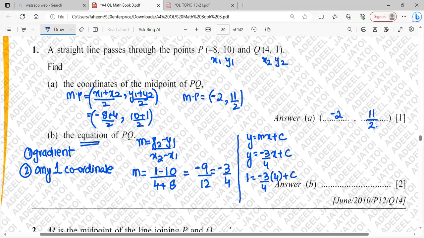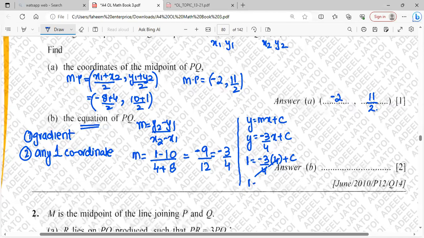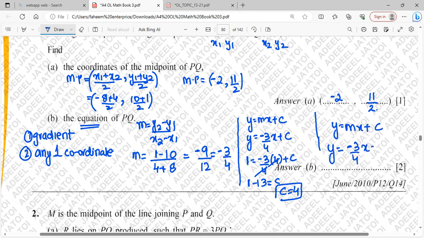Can I cancel this 4 and 4? 4 and 4 are cancelled. -3 on the other side will become +3. So c becomes 4. Your equation of line will be y is equal to mx plus c. So y is equal to -3 upon 4 x plus 4 becomes the equation of line of P and Q.